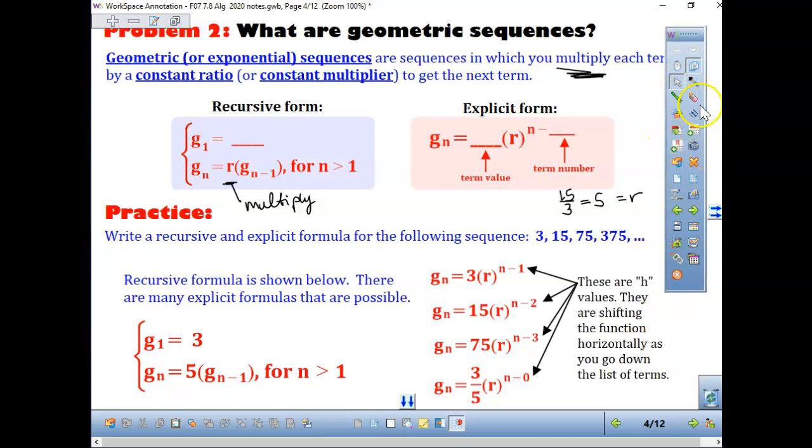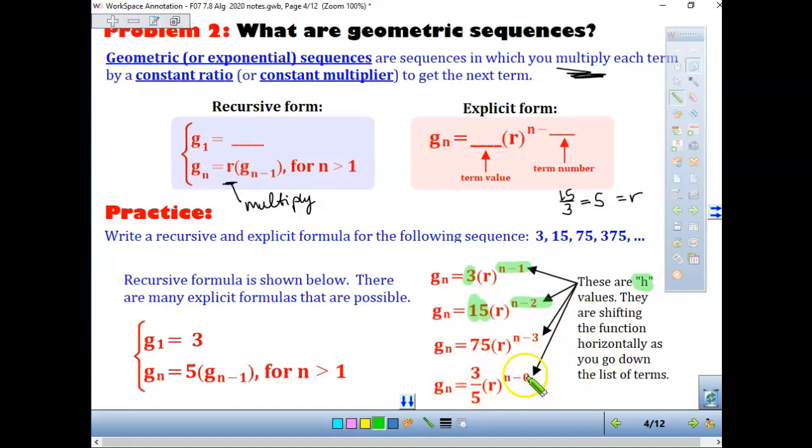I just want you to be aware that there are many that I would count correct on this part. There are many that could be correct, because if I use the first term, I go with n minus 1 and use 3. I would also take it as correct if you wanted to go with the second term, 15, and then it's going to be n minus 2.